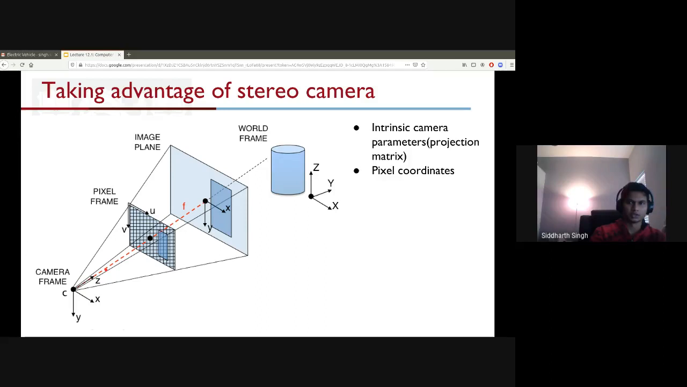So that is exactly what we can do. Since I know the intrinsic camera parameters or the projection matrix and I know the pixel coordinates, I can form this ray.